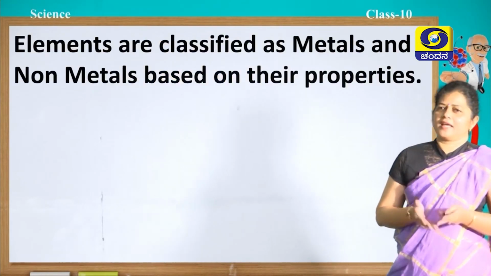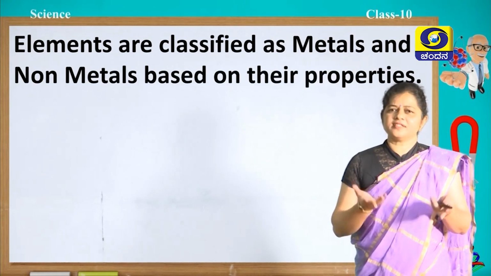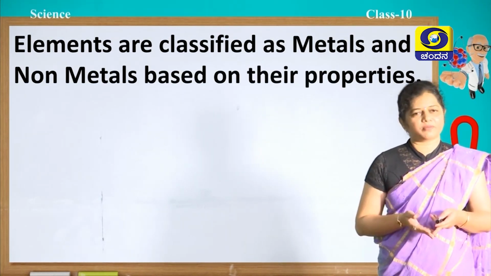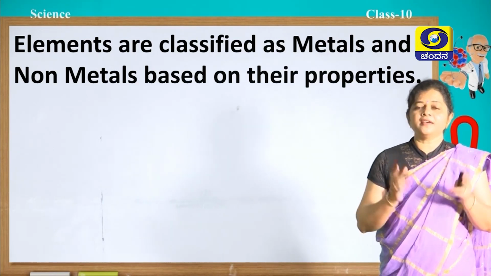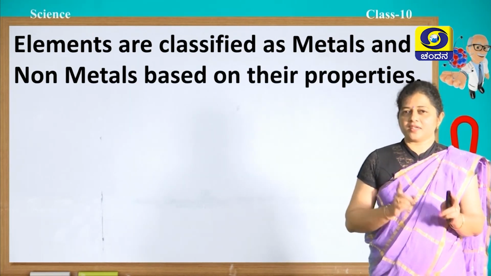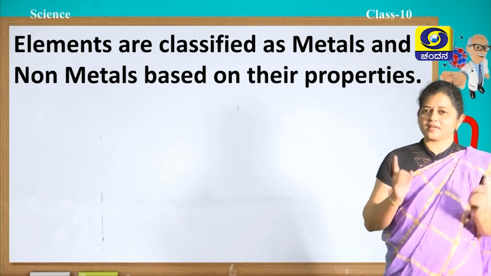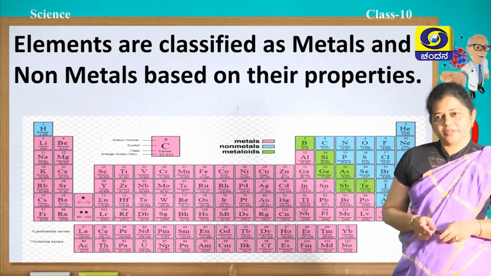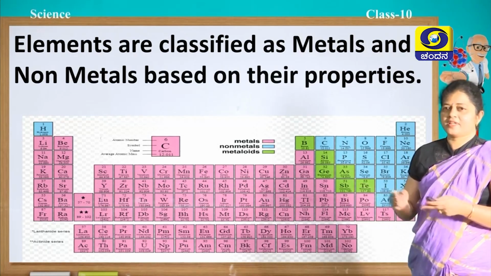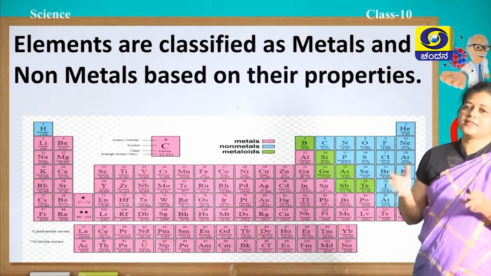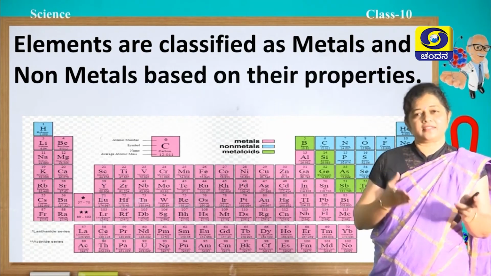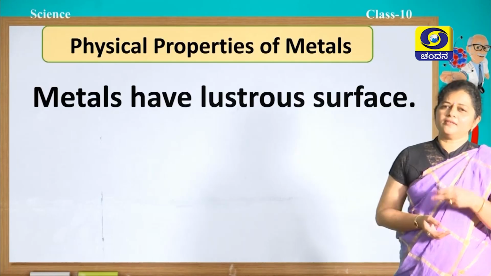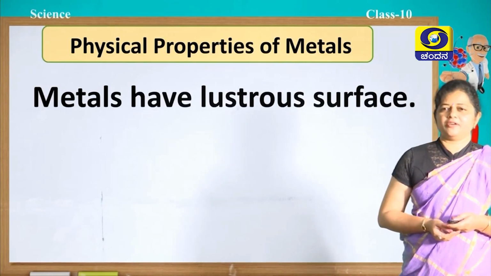Now, all of you know that metals and non-metals are basically elements. All the elements are classified as metals and non-metals. And how are they classified? Based on their properties. You can see the periodic table. There are so many elements over here, and these elements have been classified as either metals or non-metals depending on their properties. Now, let us see the first property of a metal.